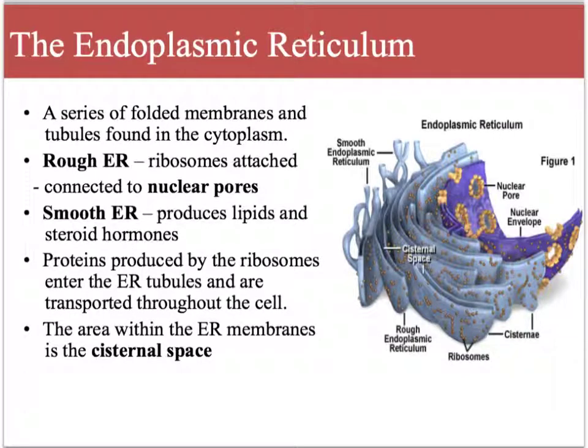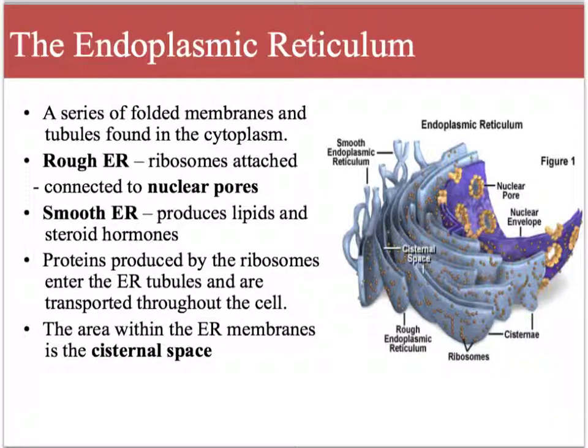So the next organelle that we need to know about is your endoplasmic reticulum. So they are a series of folded membranes and tubules found in the cytoplasm. If it's rough, it's got ribosomes attached and connected to nuclear pores, so the little holes in the nuclear envelope that allow things to enter and leave. Your smooth endoplasmic reticulum produces lipids and steroid hormones. So proteins produced by the ribosomes enter the endoplasmic reticulum tubules and they are transported throughout the cell.